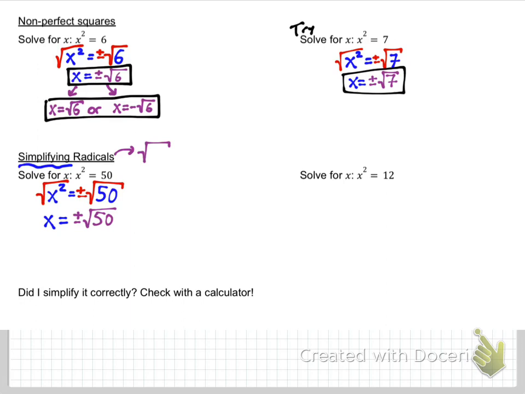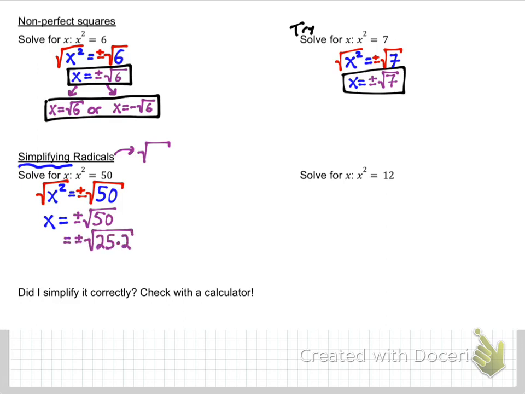X equals plus or minus root 50 is not the final answer because that can be simplified. It's kind of like if you had a fraction, 4 over 2 or 3 over 6, you wouldn't call that simplified because you can simplify the fraction. Likewise here, we can simplify this radical, so we need to simplify it if we can. The reason we can simplify it is because there's a perfect square inside of 50.